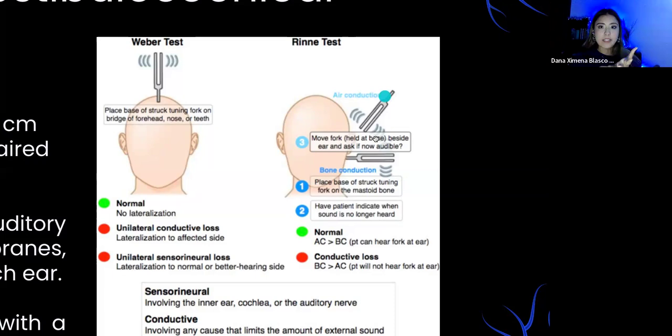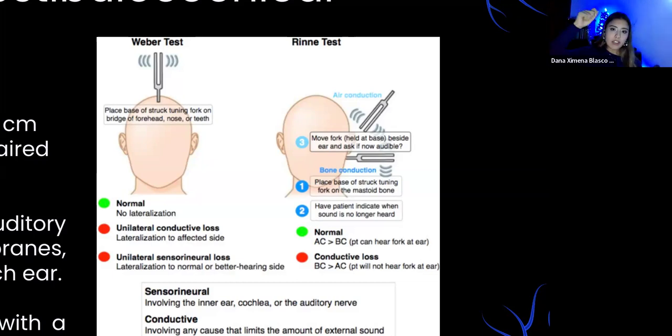For the Rinne test, we're going to do the same. We move the fork, hold it beside the ear and ask, is it audible? Can you hear this vibration? That's the air conduction. And then we're going to have bone conduction, placing the struck fork on the mastoid. This is the bone conduction, and we have the patient indicate when the sound is no longer heard.